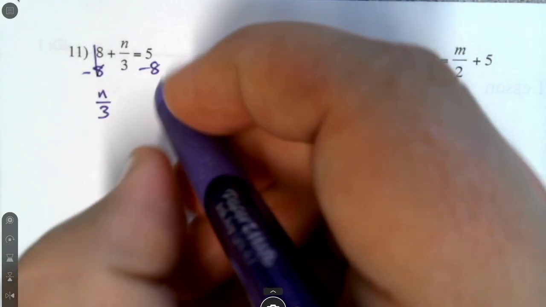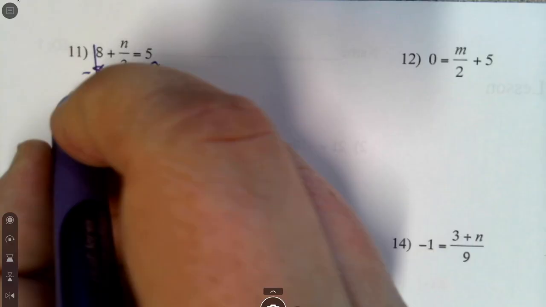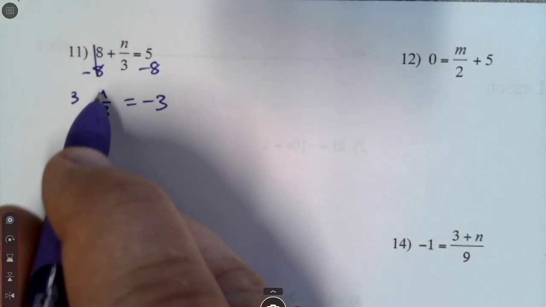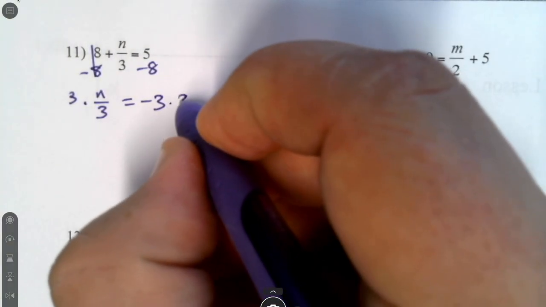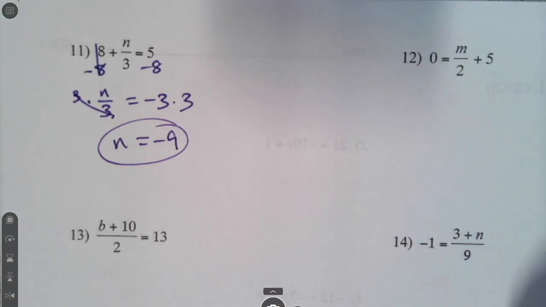8 minus 8 is 0, that's why that disappears. 5 minus 8 is negative 3. Then we multiply both sides by 3, because we got to do the opposite. This is being divided by 3. We do the opposite and multiply by 3. Gives us n equals negative 9.